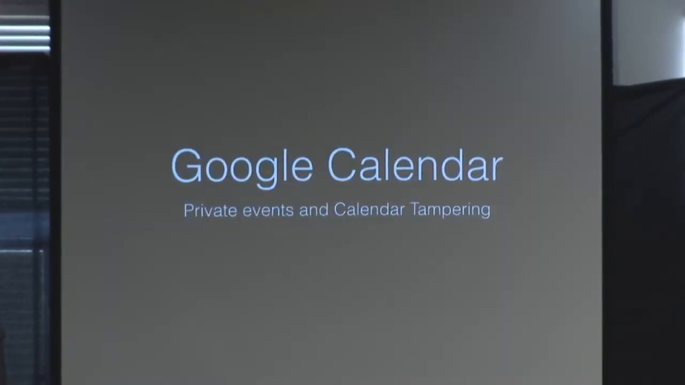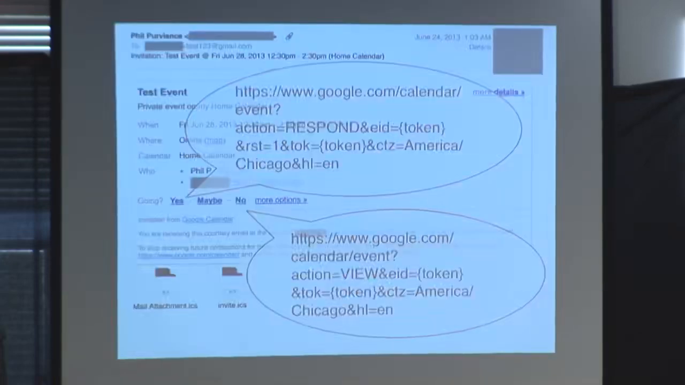All right, so I'll give you guys another example. This one's in Google Calendar, and so I call it private events and calendar tampering. If you're not familiar with Google Calendar, it's very similar to Outlook, where you can create an event on your calendar, you can share that event with your friends, and when they accept your invite, it'll show on your calendar that they accepted and that they're going to be going.